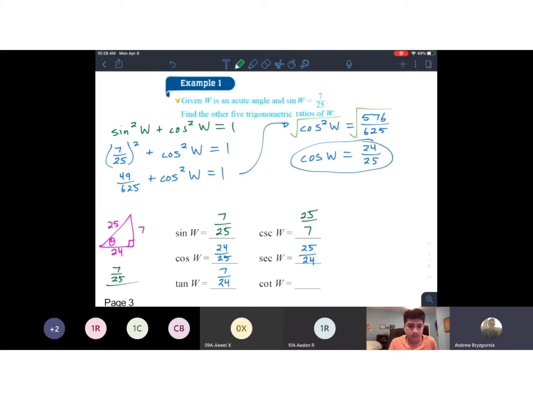sine over cosine, and then the 25s would have canceled. So either of those are how you could find that was 7 over 24. Okay, and then now we know that cotangent is 24 over 7. Okay, are there any questions with this? No. No?